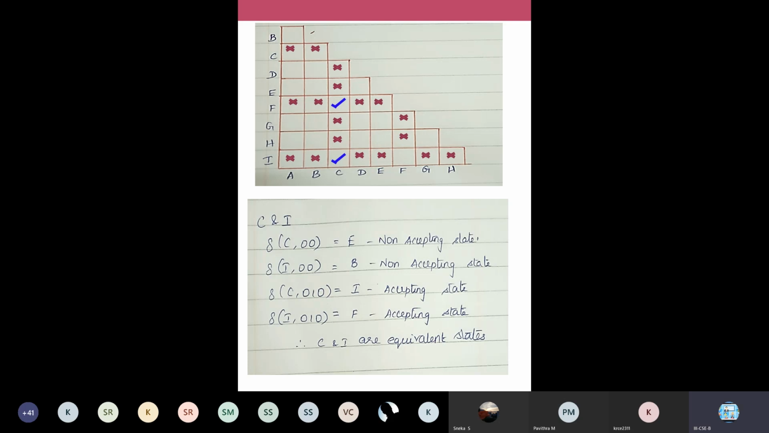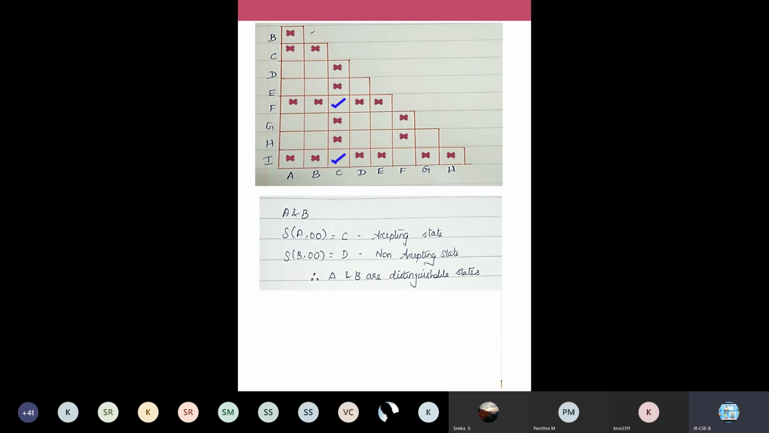So like that, you apply for any possible string. If their transitions are similar for all cases, we can conclude that they are equivalent, and you can mark C and I as equivalent states in your table. One after the other, when you are comparing, you fill it in your table. So C and I are equivalent states. We'll see the next step.